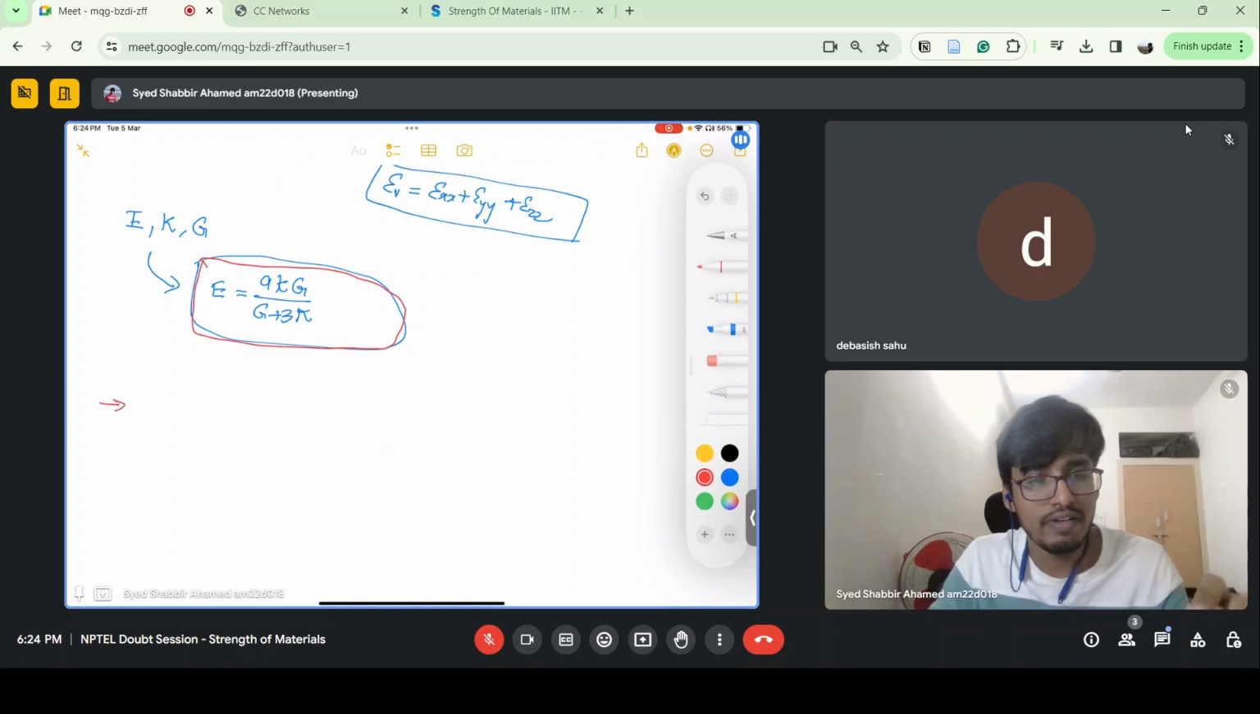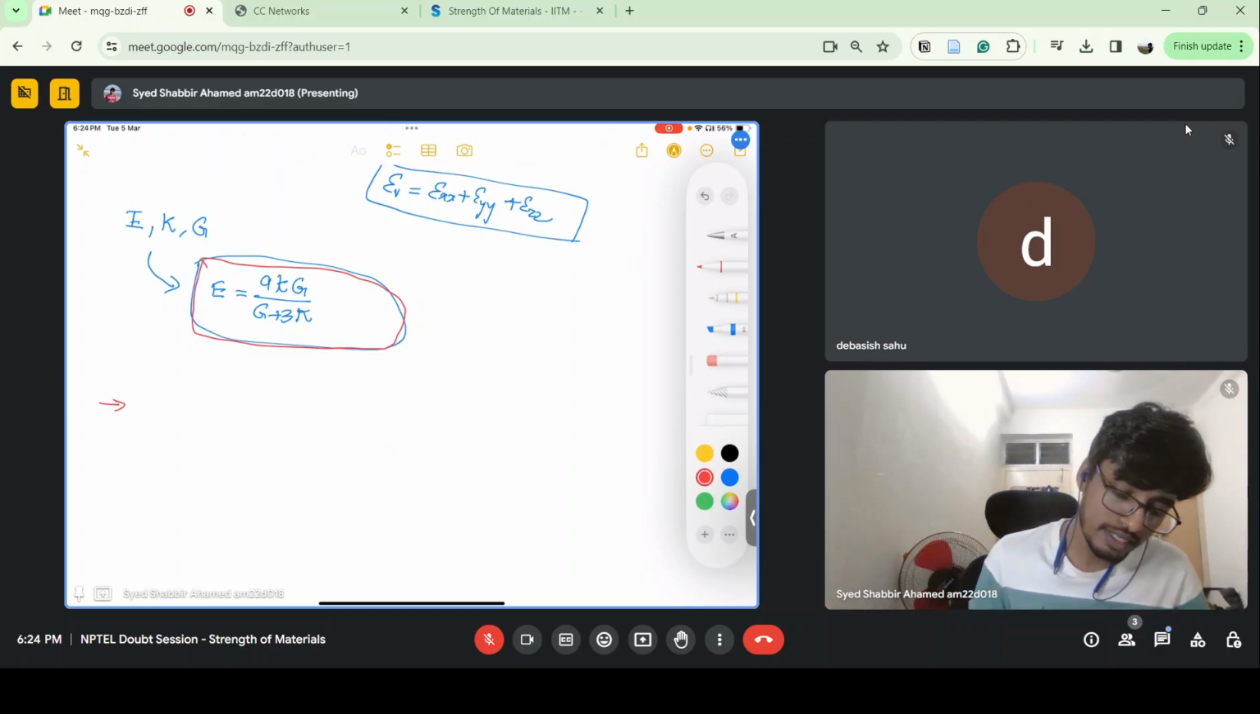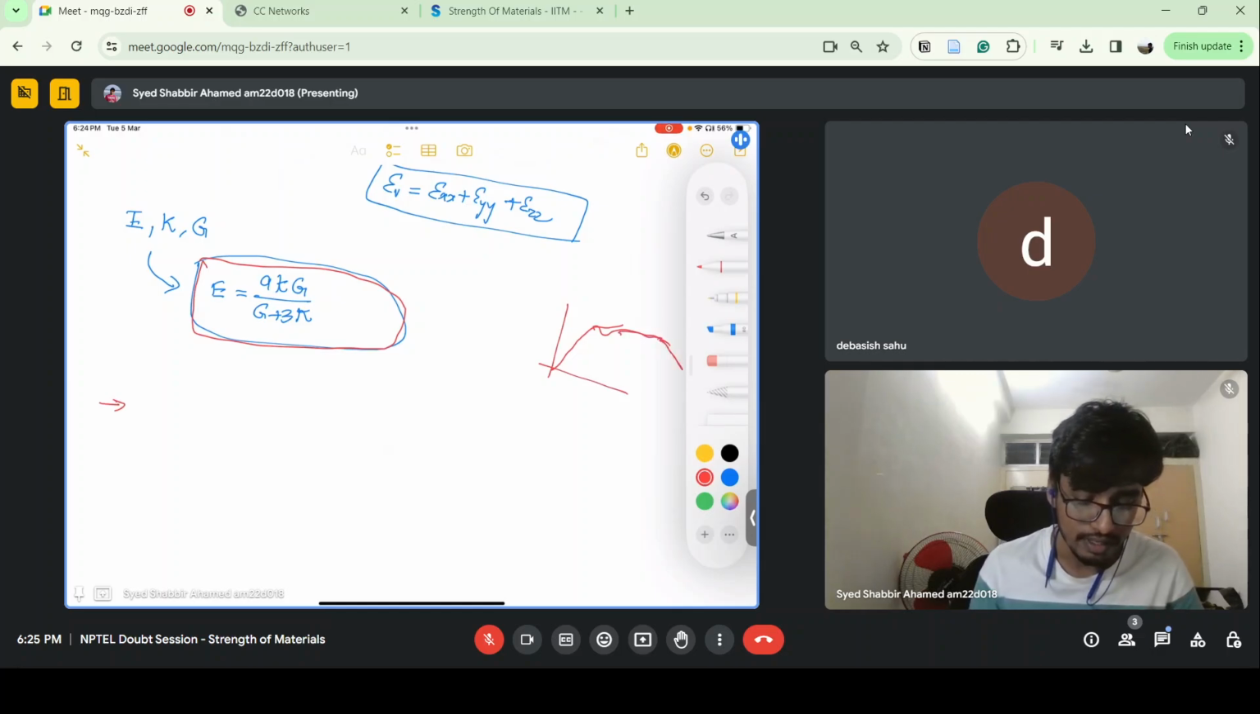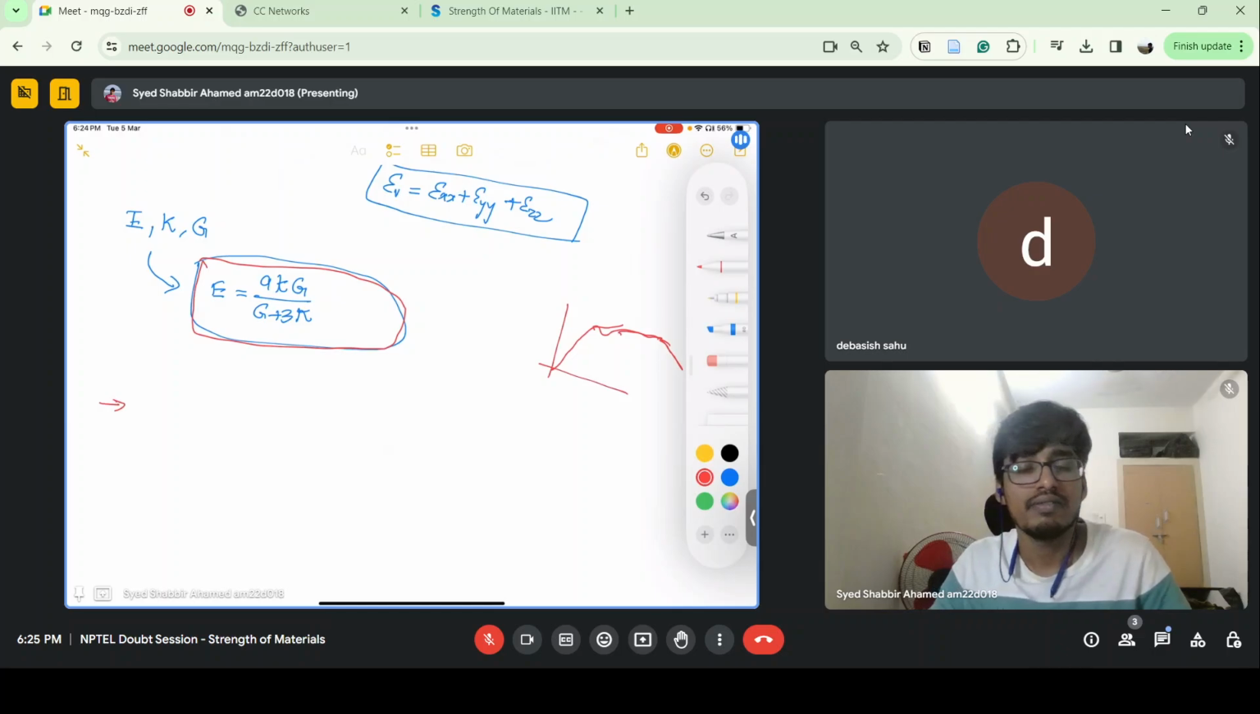But the thing is, whatever specimen you take, the graph will be similar. You will get the same kind of graph. This graph will have the upper yield point, lower yield point, strain hardening and strain softening, and then the failure. This graph will be the same for any specimen you take. You can increase or decrease the diameter, and increase or decrease the gauge length. Because this is a tension test, this will remain the same.